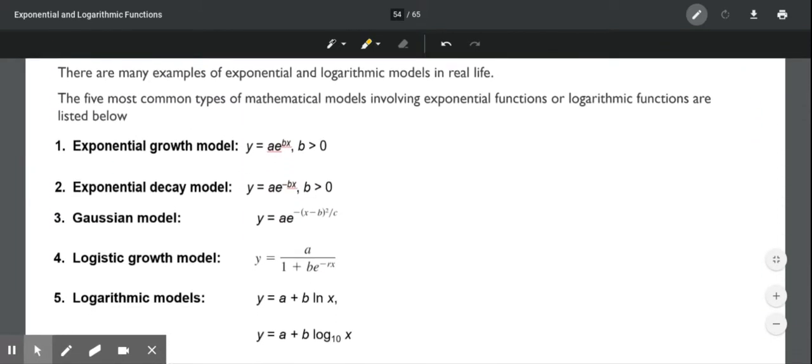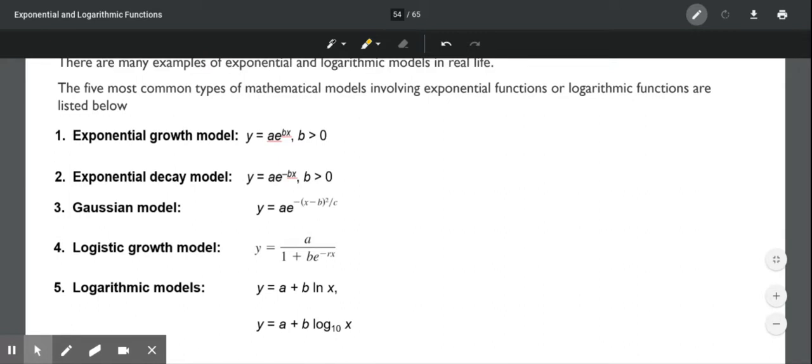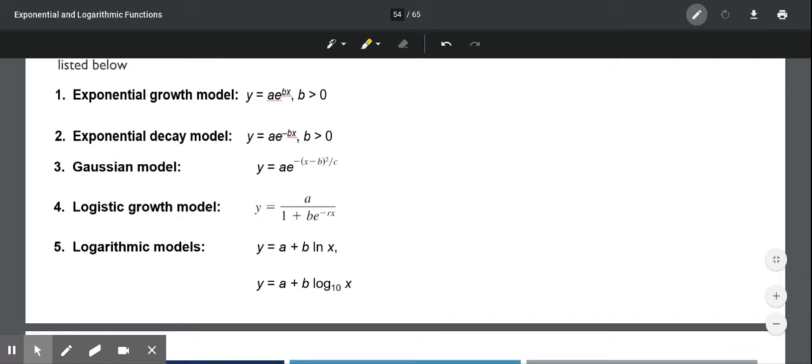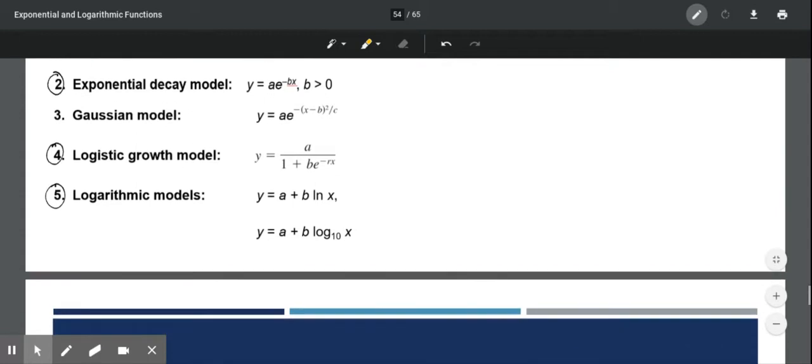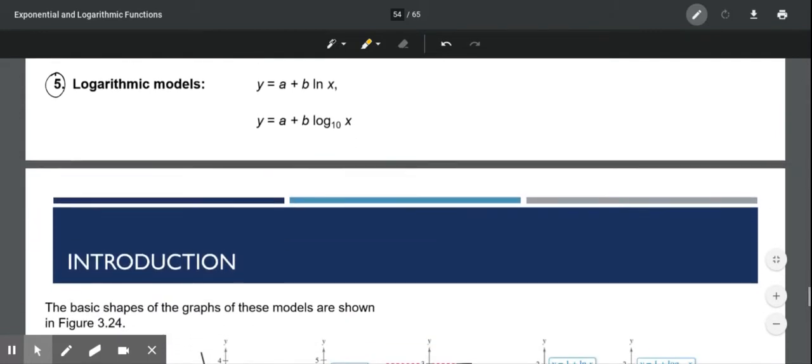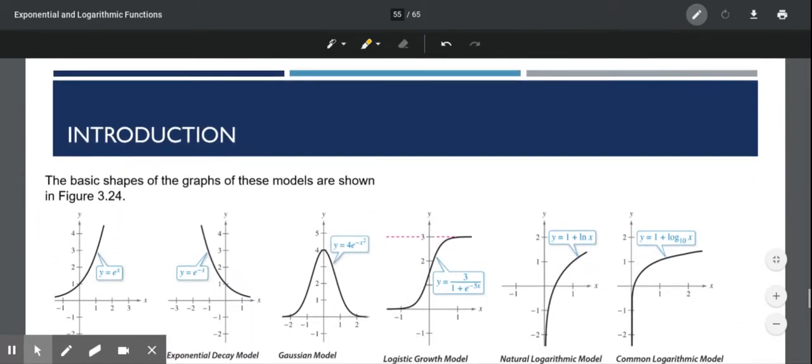So we have several different types of models. We have the exponential growth and decay. We have the Gaussian model, which we're not going to touch on a whole lot. But then we do have the logistic models and the logarithmic models. And for 1, 2, 4, and 5, your calculator actually has a regression model. So you could plug in data points and find a regression model for any of those types of models.